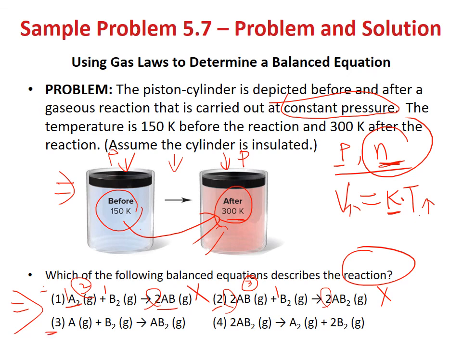In 3, 1 mole A and 1 mole B form 1 mole AB2. So 2 moles of reactants form 1 mole of product, and that is our choice. That's the correct answer because the number of moles reduces to half. And if you look at 4, 2 moles AB2 are the reactants, and the product is 1 plus 2, which is 3. So 2 goes to 3. That's not our answer. So the answer should be 3.